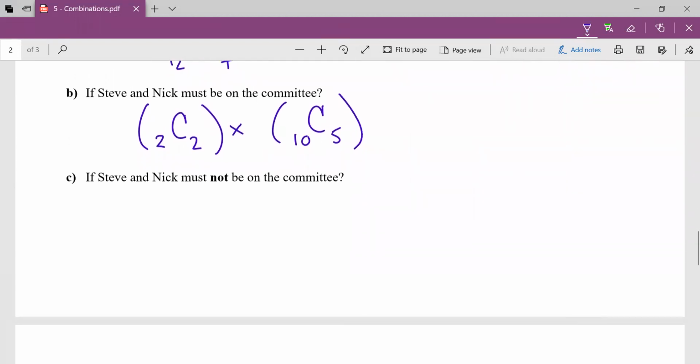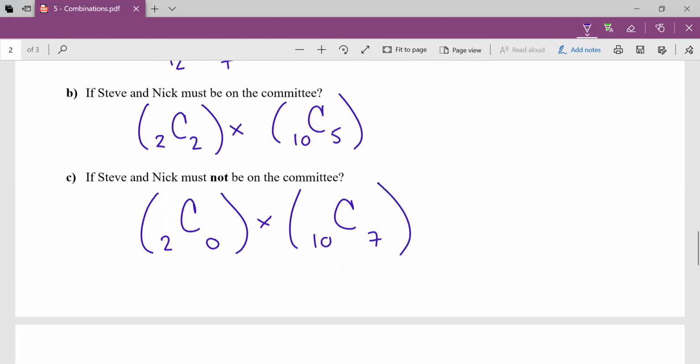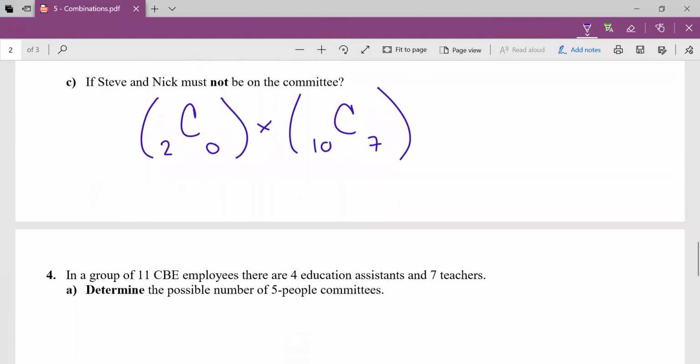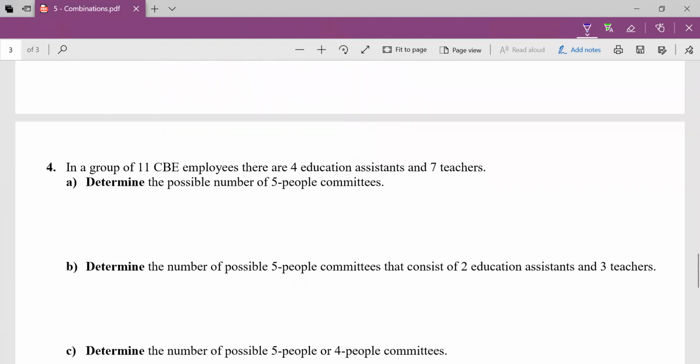And if Steve and Nick must not be on the committee, okay, well, there's two of them, and I don't want either of them, so select zero. And there's still 10 people left and I need seven of them. There it is, 10C7. So do you see how fast these combination questions are as soon as you recognize it's a combination?